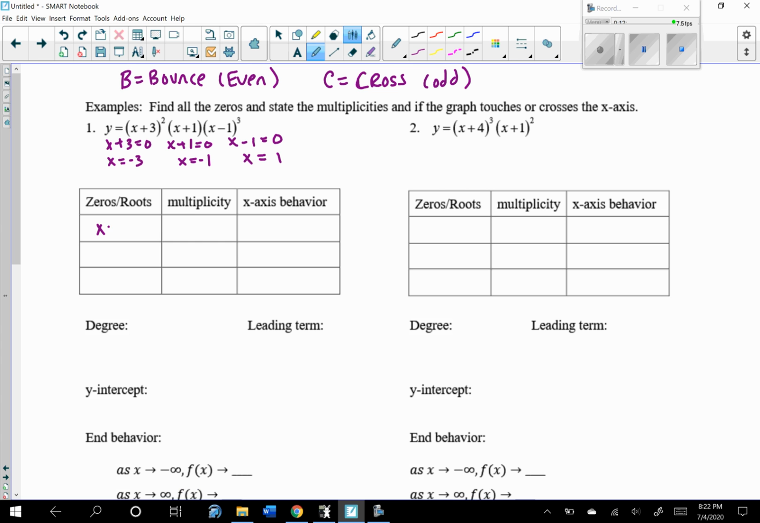So let's go ahead and write those down. x equals negative 3, negative 1, and 1. What's the multiplicity? You look at the powers for how many times it occurs. So x plus 3 has a power of 2, so that means we have (x plus 3) times (x plus 3), so that's a multiplicity of 2. This one has just the first power, so it only occurs once, multiplicity of 1. And this last one occurs 3 times. So even, we know bounces, odd is going to cross. So bounce, cross, cross.